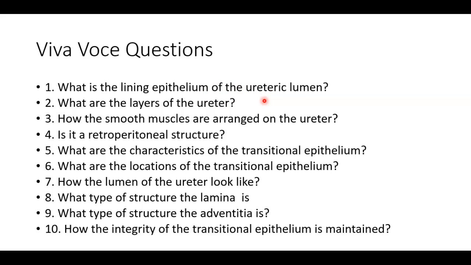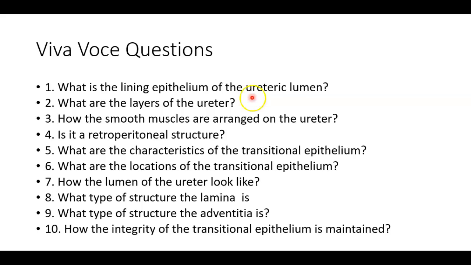What are the layers of the ureter? Mucosa, that is composed of the transitional epithelium, then lamina propria, then the muscle layer, then the adventitia. We have 4 layers. The mucosa is composed of the transitional epithelium and lamina propria. In that sense, we have 3 layers: mucosa and the muscle layer and the adventitia.